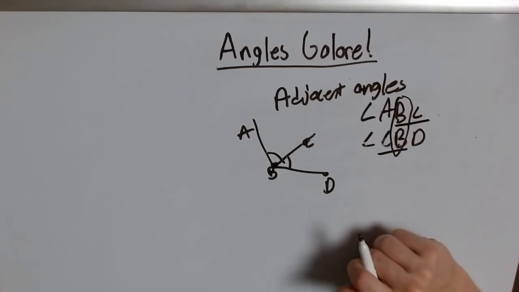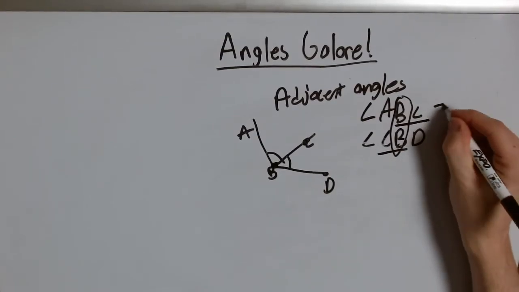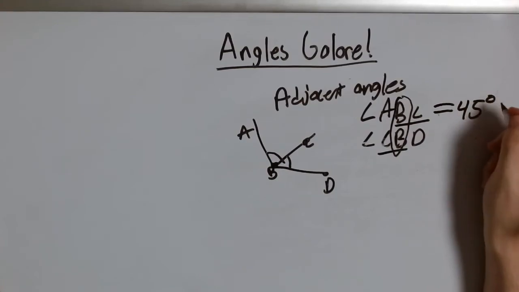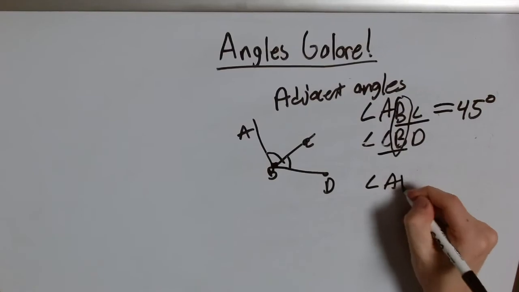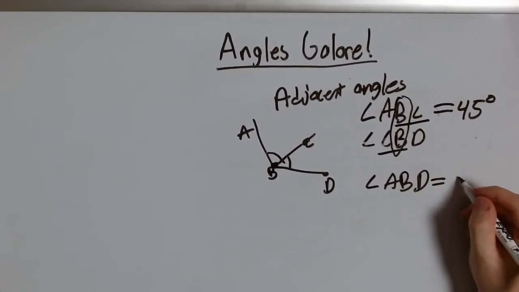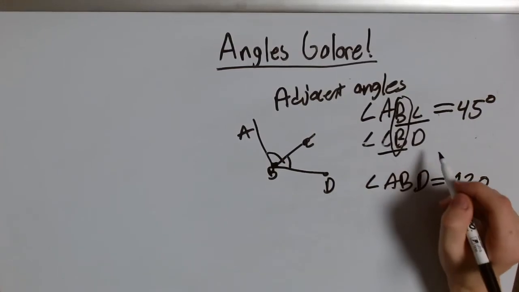Well, let me give you an example problem. Say you were given this little diagram, and they told you the measure of ABC is 45 degrees. The measure of angle ABD is 120 degrees. What is the measure of angle CBD?